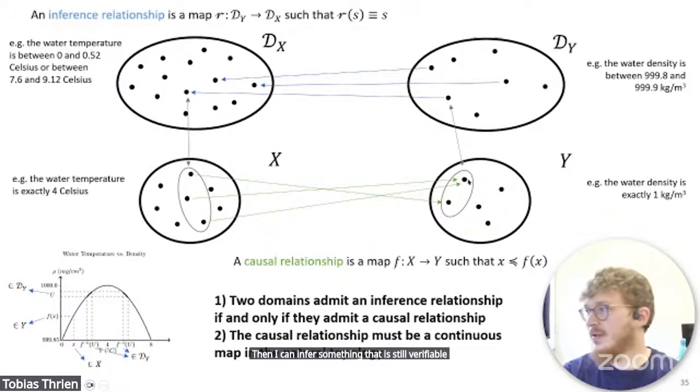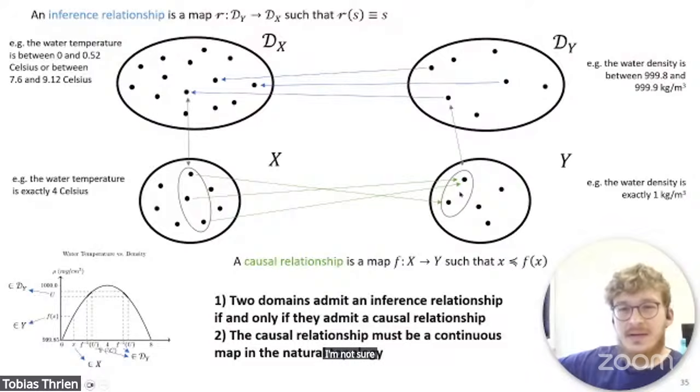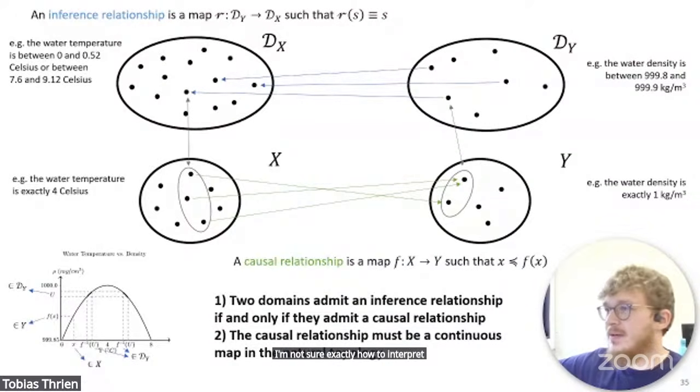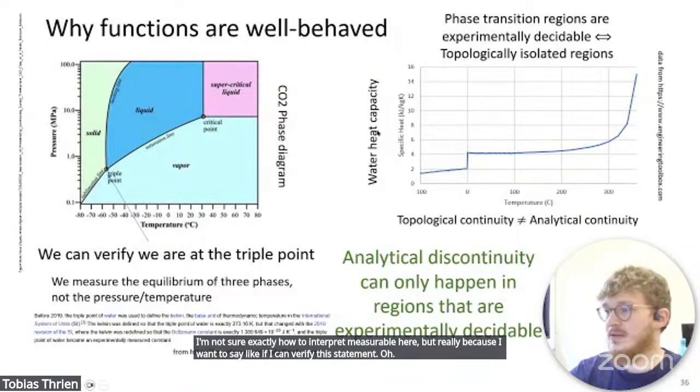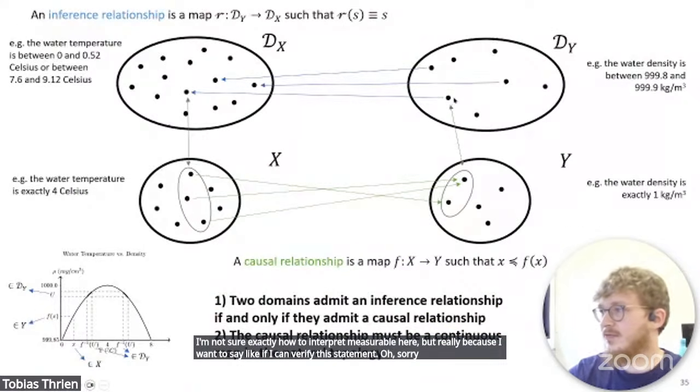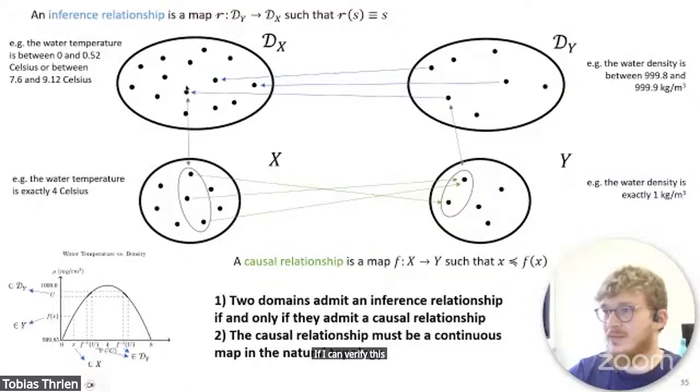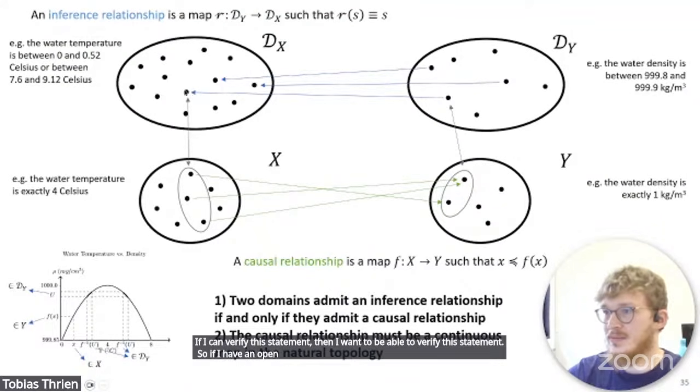So really, I'm not sure exactly how to interpret measurable here. But what I want to say is, if I can verify this statement, then I want to be able to verify this statement. So if I have an open set here, it must lead to an open set here. So this is immediately how I get continuity.